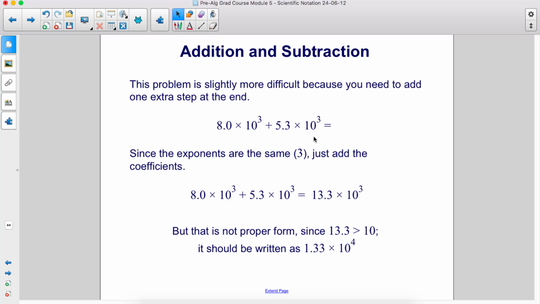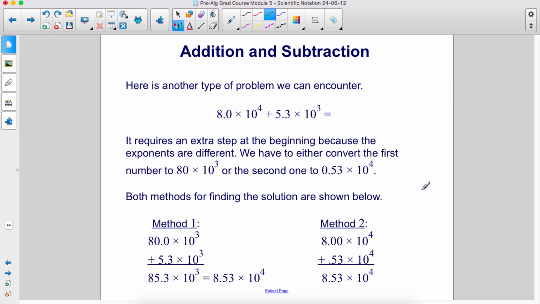This problem is slightly more difficult because you need to add one extra step at the end. 8 times 10 to the third plus 5.3 times 10 to the third. Since the exponents are the same, we just add the coefficients, but we end up with a number greater than 10, 13.3 times 10 to the third. But that's not proper form, since we always want our coefficient to be greater than 1 but less than 10. So we're going to have to move this decimal one place to the left, and therefore also increase the exponent by 1. Here is another type of problem we can encounter.